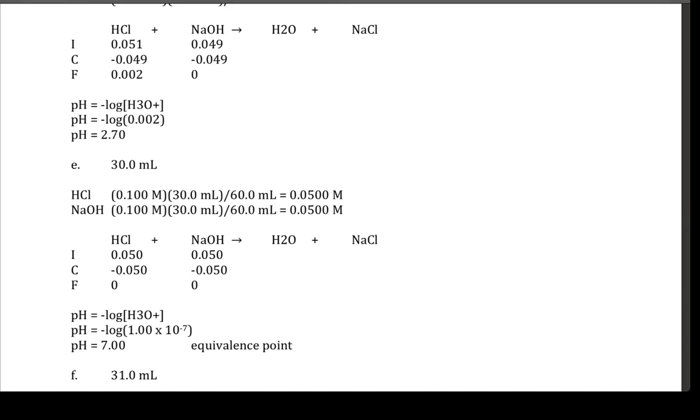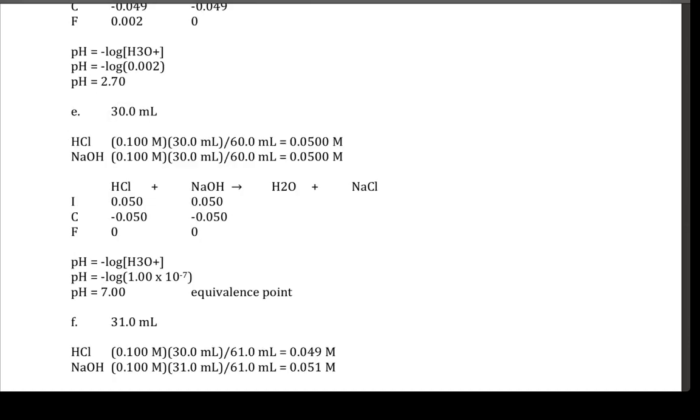Our next addition is 30.0 mLs total. So we find our initial concentrations for both of them, they are 0.0500 molar. So what we have is the point where we have equal amounts of HCl and NaOH. We're at what we call the equivalence point. If we had phenolphthalein in our flask, it would look ever so faintly pink. We're at the equivalence point, the end point.